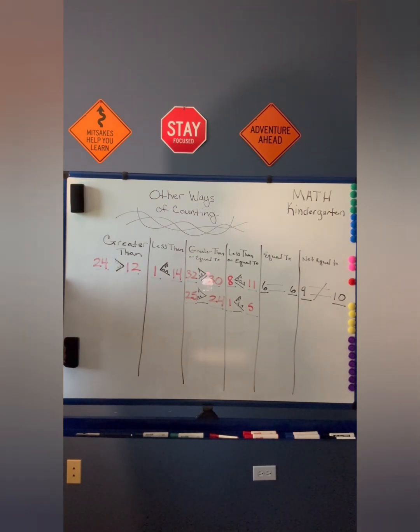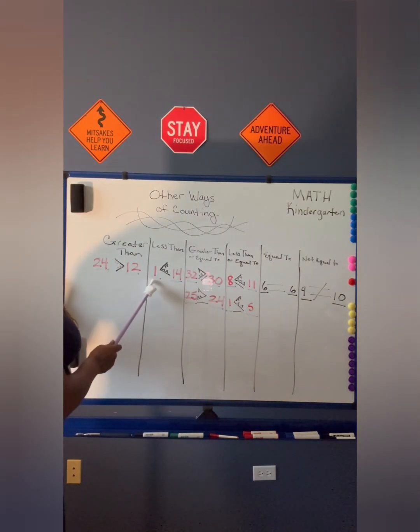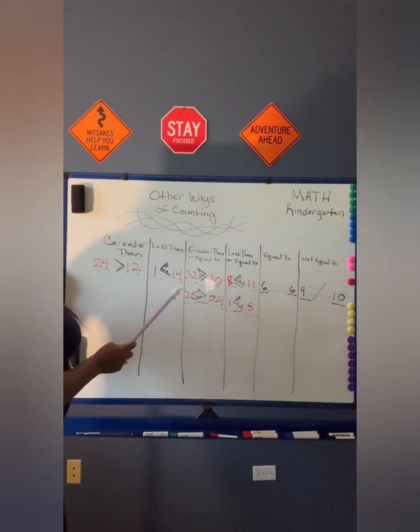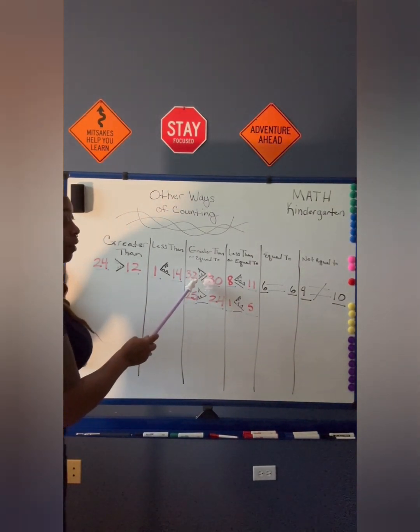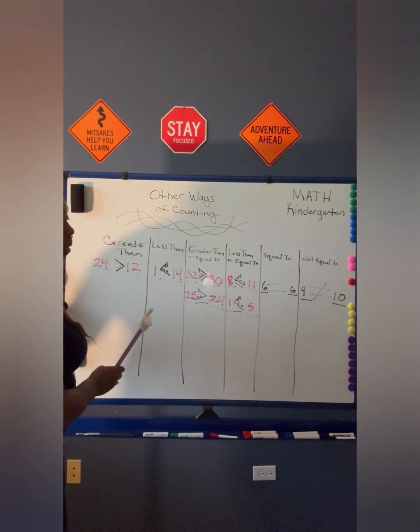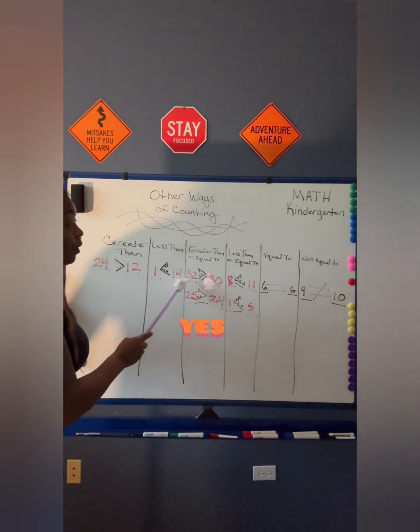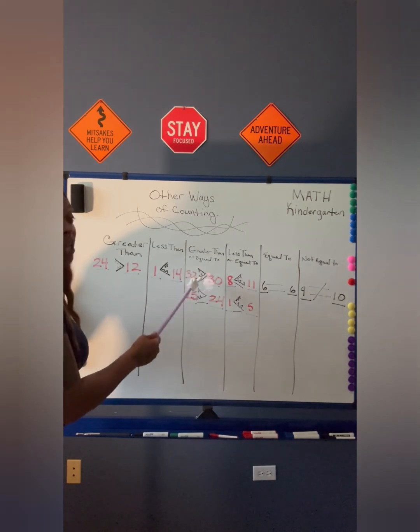Is that true? Yes. This is how it should look. 24 is greater than 12. Less than. 1 is less than 14. Is that true? Yes. 1 is less than 14. With our greater than or equal to, this is stating 32 is greater than or equal to 30. Is it greater than or equal to 30? Yes. It is not equal to 30, but 32 is indeed greater than 30. So that statement is true.